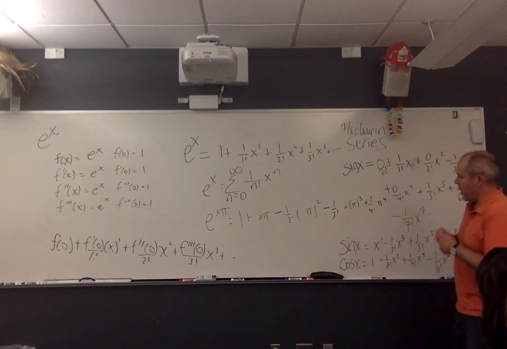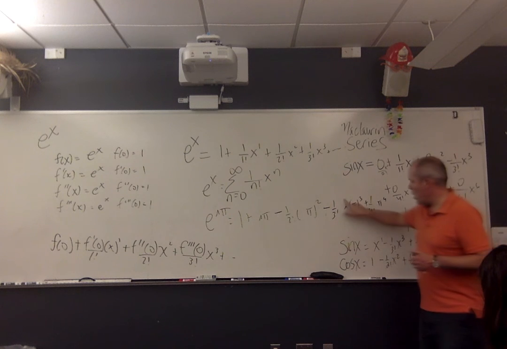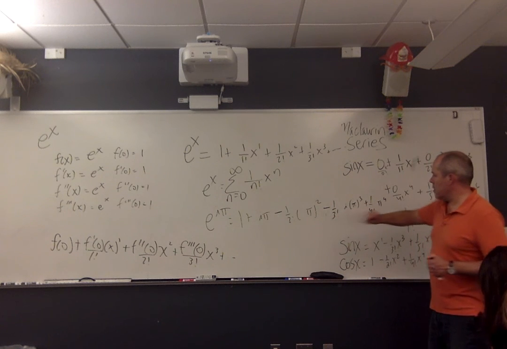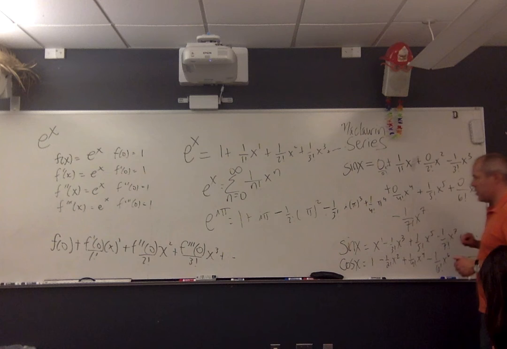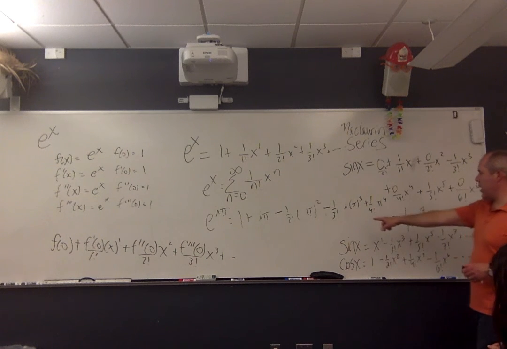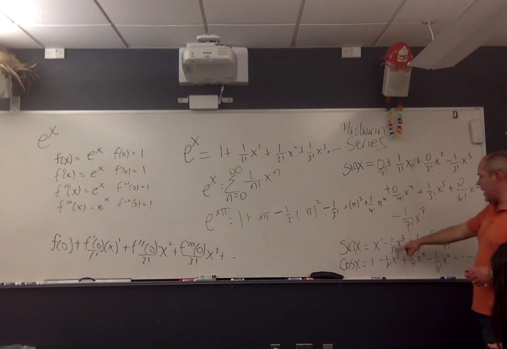So what you see here is, well, you're seeing the alternation now. It's these added together. It's sine plus cosine.